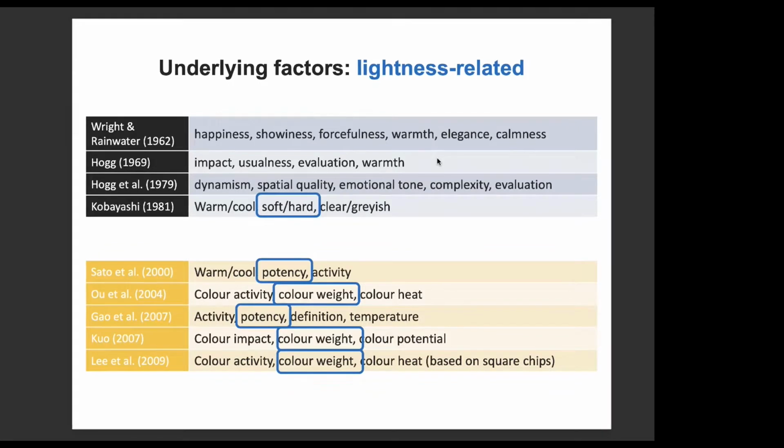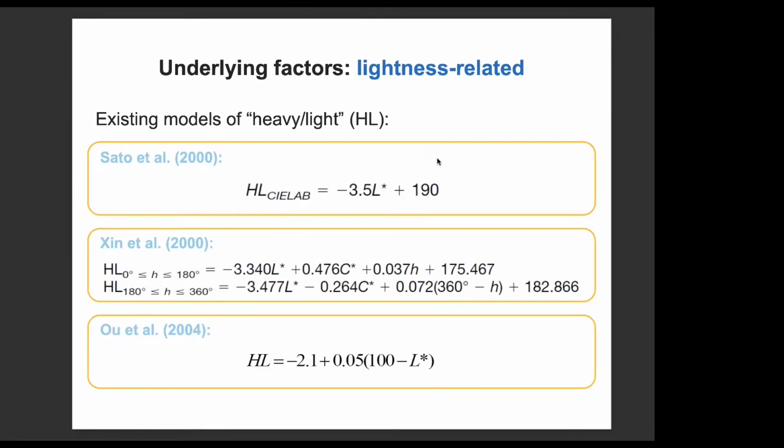The next underlying factor is lightness-related scale. As you can see in these two tables, the lightness-related scales include soft-hard, potency, color weight, and so on. Basically, we think this is a very important scale as well, and we chose heavy-light to be the representative of the lightness-related scale. And it happens that several researchers also use this scale in their development of color emotion equations.